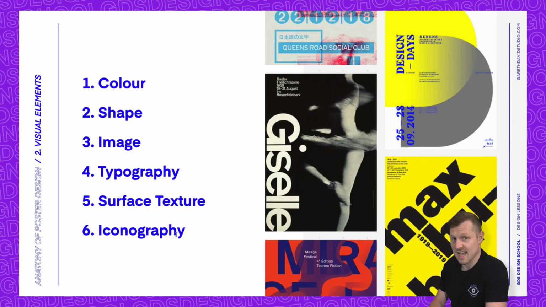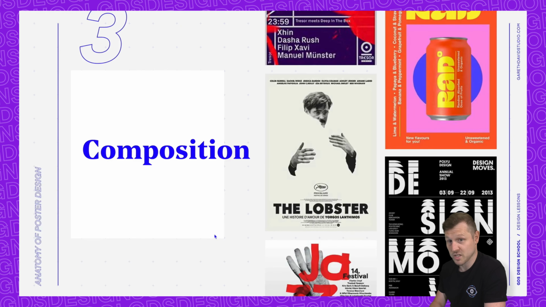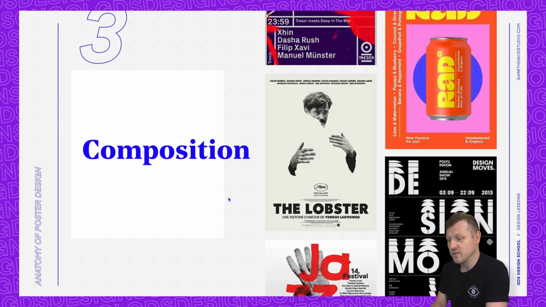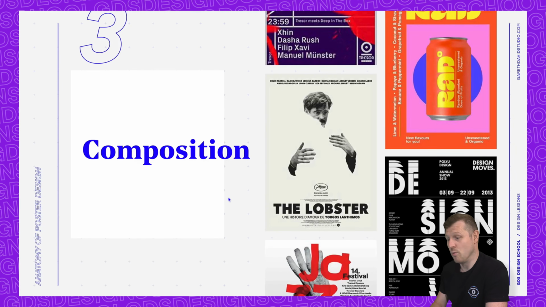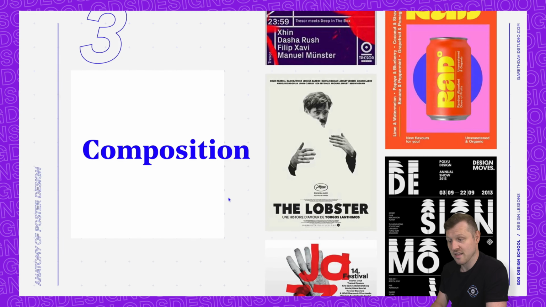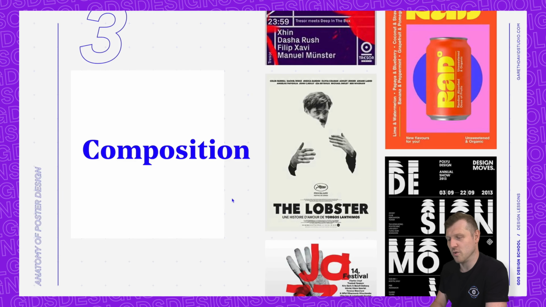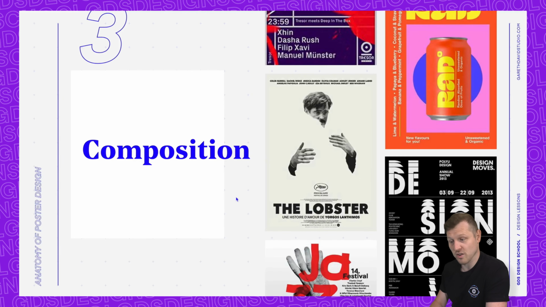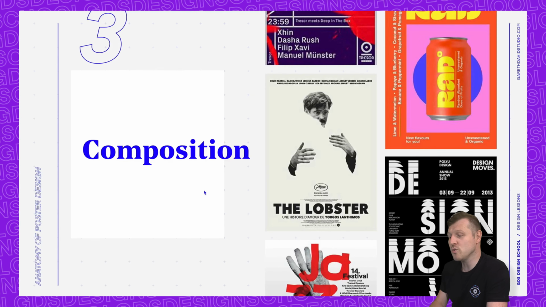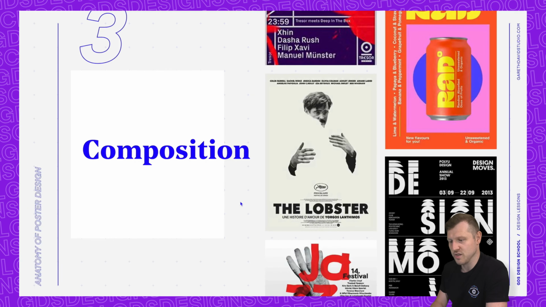So a key part of the anatomy of poster design is visual elements, which consists of color, shape, image, typography, surface texture, and iconography. So the last part of poster anatomy is composition. Now, it's all well and good to understand the ingredients of a well-cooked dish, but if you do not know how to manage them and use them well together, then you may end up with a sloppy stew instead of a 5-star gourmet dish. The last part of poster anatomy seeks to manage all the previous components in a way that makes a very clear communication.